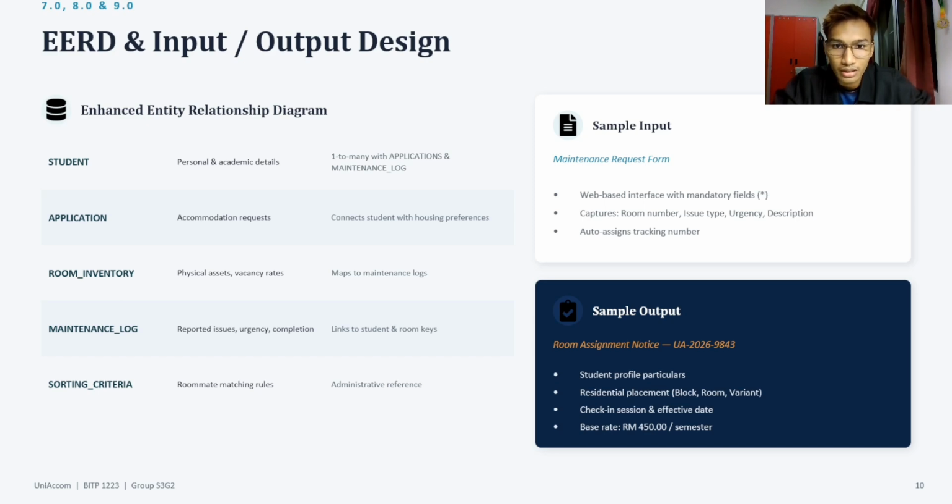To make this practical, we designed a sample input form for maintenance requests. It's a web interface with mandatory fields to capture the room number, issue type, urgency, and description while auto-assigning a tracking number. For the output, the system generates a room assignment notice. This document provides students with their profile particulars, specific residential placement details like block and room, check-in dates, and the semester base rate of 450 ringgit.